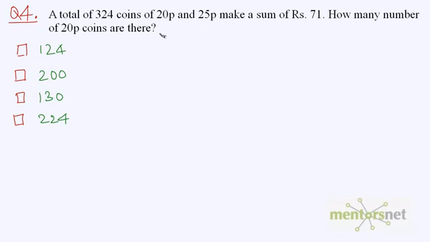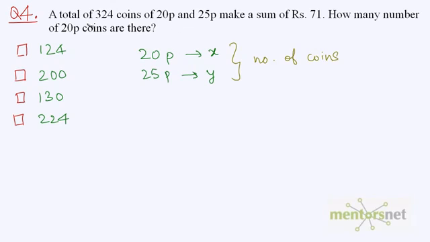Let us move on to question number 4. A total of 324 coins of 20 paisa and 25 paisa make a sum of 71 rupees. So how many 20 paisa coins are there? Let us consider the number of coins of 20 paisa and the number of coins of 25 paisa as x and y. So we have 20 paisa as x and 25 paisa as y. Mind that these are the number of coins.